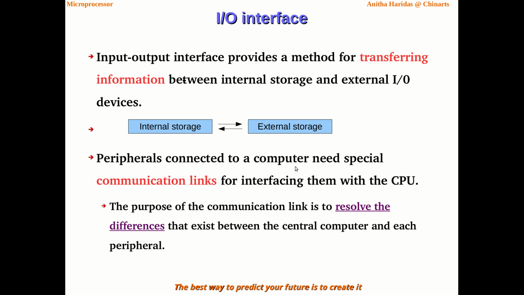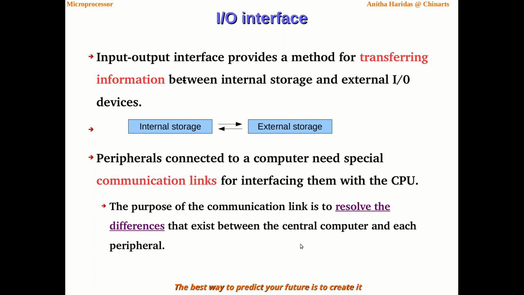So all the peripherals that are connected to a computer need a special communication link for interfacing them with the processor. Now the purpose of the communication link, why I need a communication link for interfacing them with the CPU, is to resolve the differences between the central computer and the peripheral devices. So why don't we directly connect a peripheral device to the central processing unit? I have an 8085 microprocessor, why don't I directly connect my input device to the processor? Why am I not able to connect an input device directly to the microprocessor?